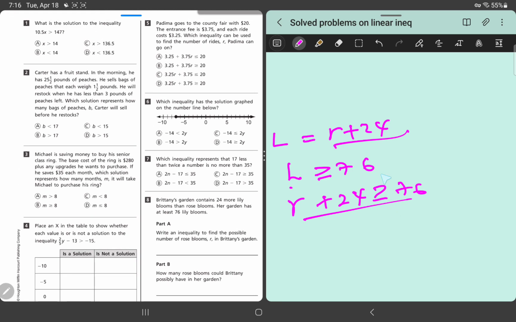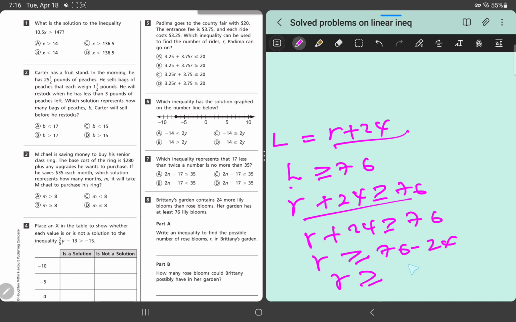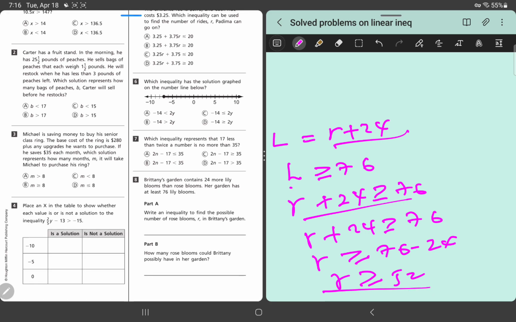And you are going to solve this. So when you solve this, you do R plus 24 is greater than or equal to 76. So R is greater than or equal to 76 minus 24. Then R is greater than or equal to, this is 2, that is 5, 52. Yeah, so it is 52.